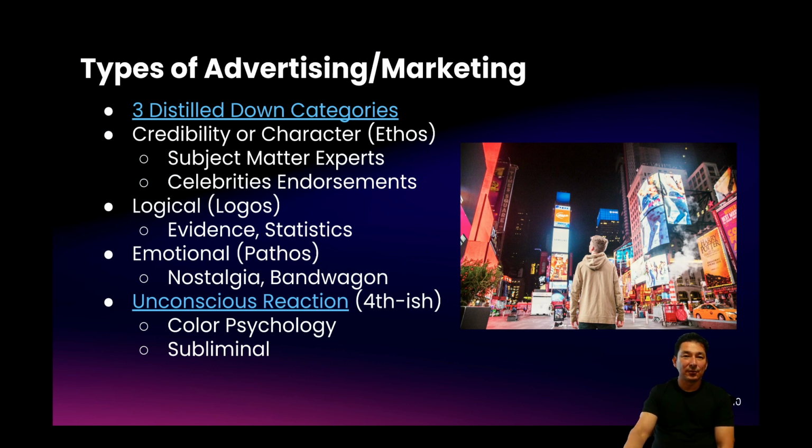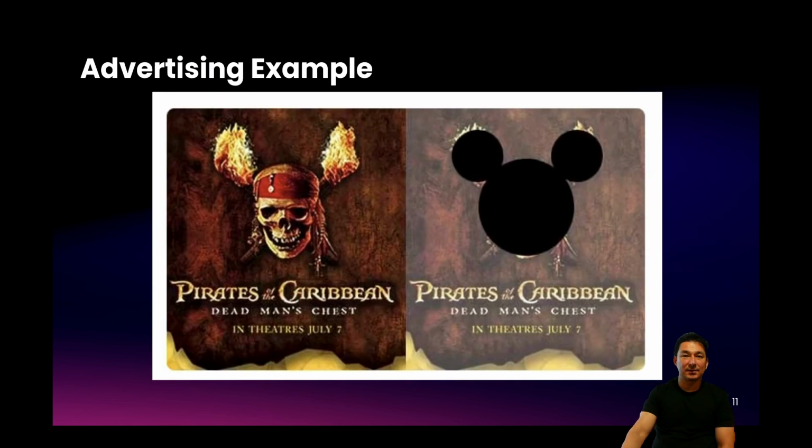There's typically a fourth-ish form of advertising and marketing, and that's through unconscious reaction. I provided a link here that goes over that a little bit more, but these are typically things like color psychology and subliminal messages. So for the next couple of examples, we're going to apply these methodologies. You might think certain things happen by chance, but in reality, they're very calculated and crafted means of advertising.